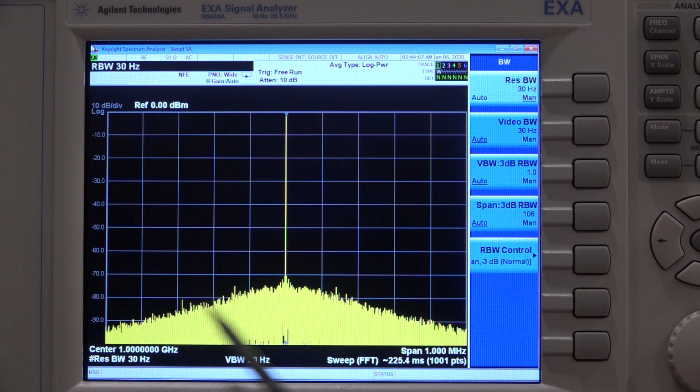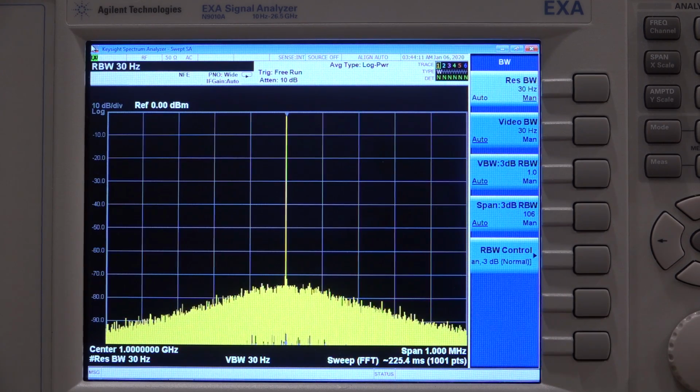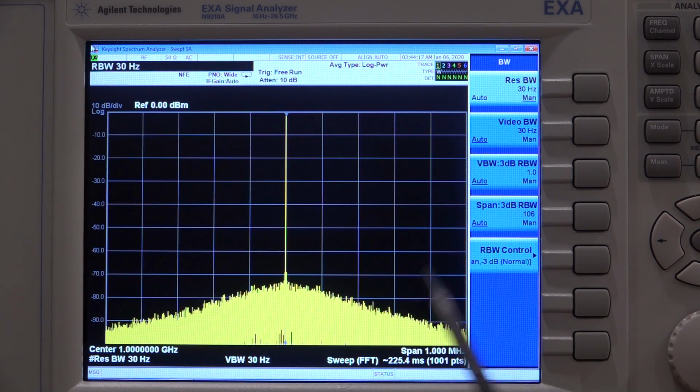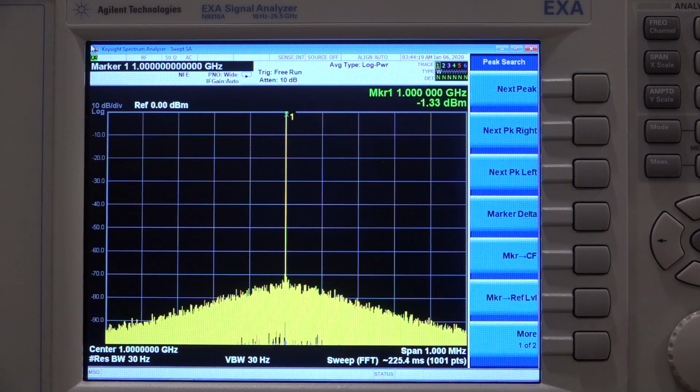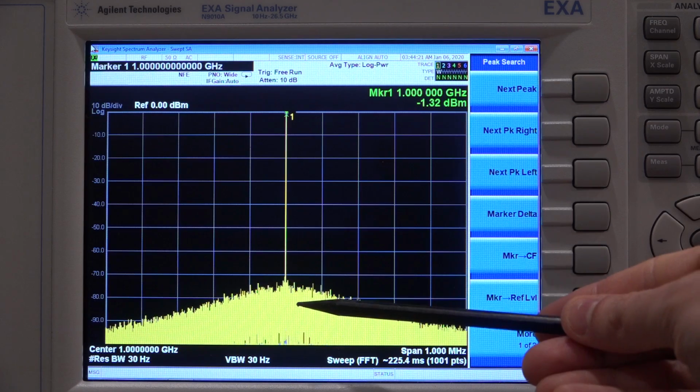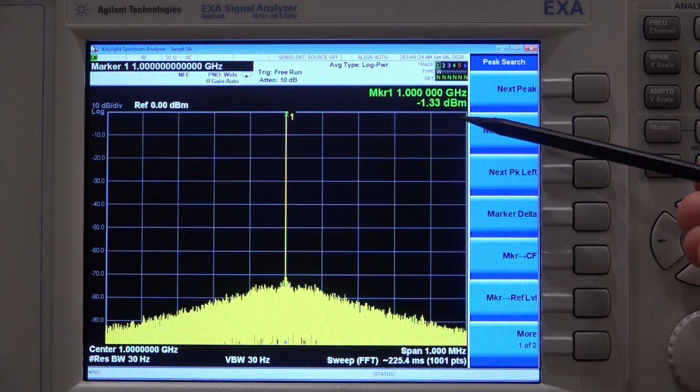Now, the shape of this phase noise is a function of many things. And when I do the tutorial in the future about PLLs, about phase lock loops, we will be able to discuss and find out exactly what's going on. But for now, this is the shape. Now, I can do a peak search, and that tells me the carrier power. The carrier power is minus 1.3 dBm.